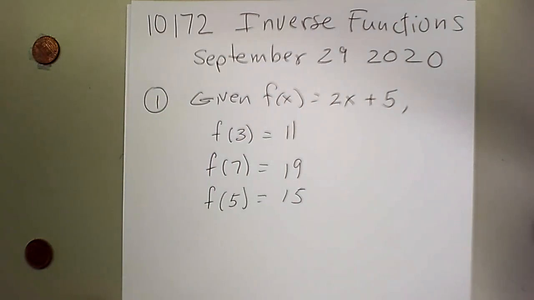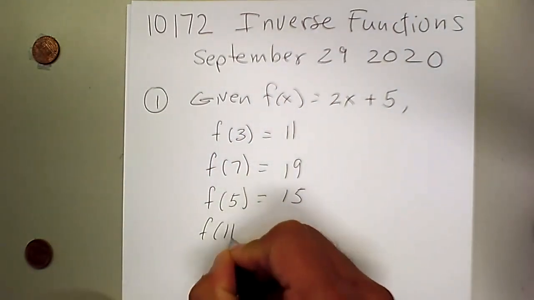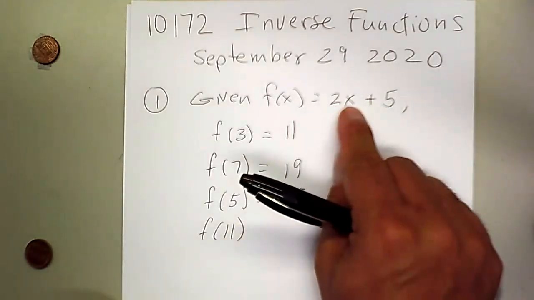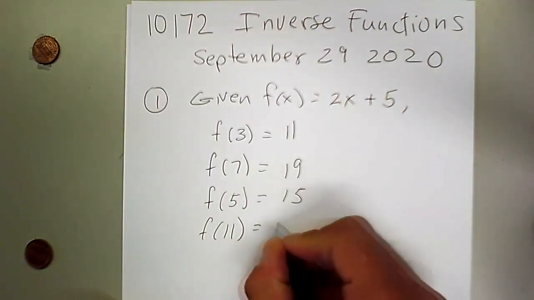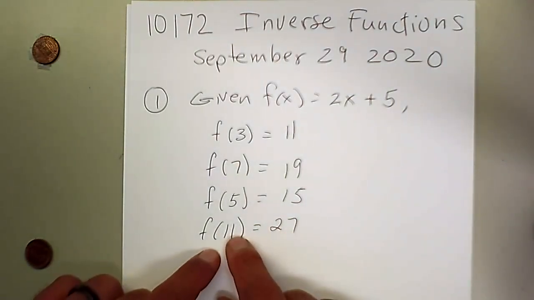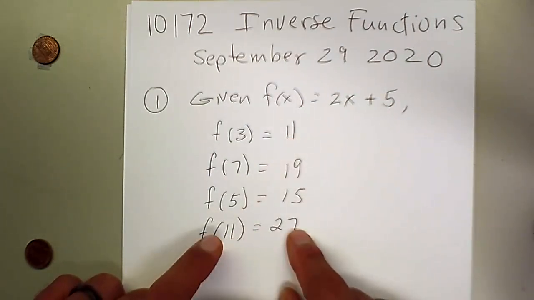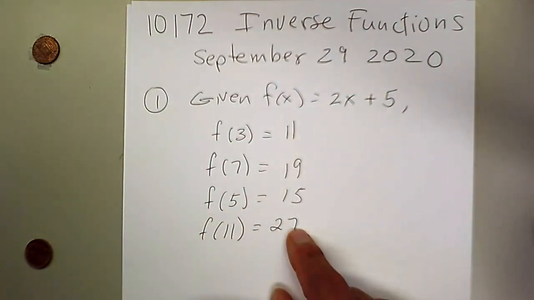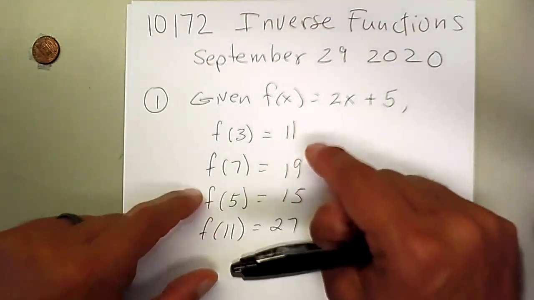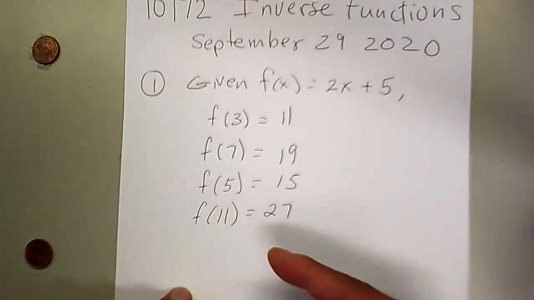We want to take the 11 into the 3. Sorry to interrupt myself, but somebody could be saying, well, how about 11? If we plug in 11, we get 22 plus 5, 27. So 11 doesn't work. If we plug in 11 as the input, we get another output. The point is, we want to find a function that does the opposite.